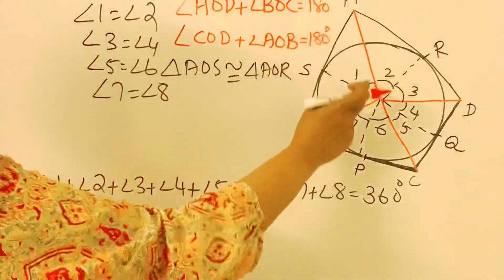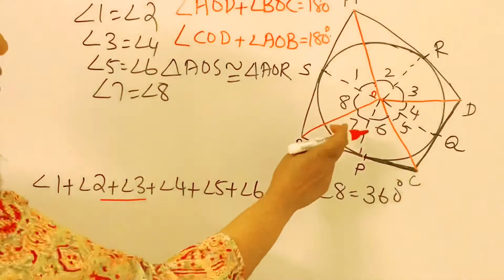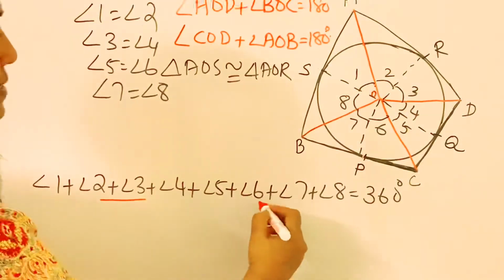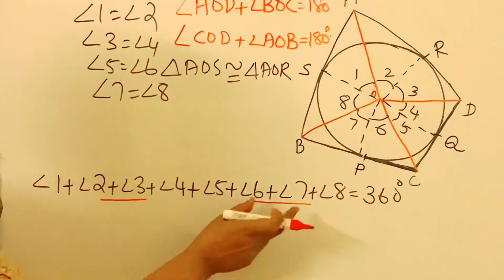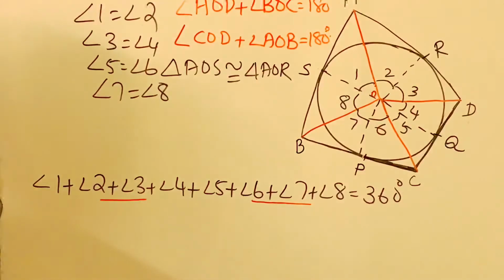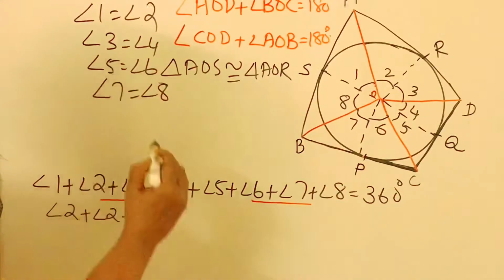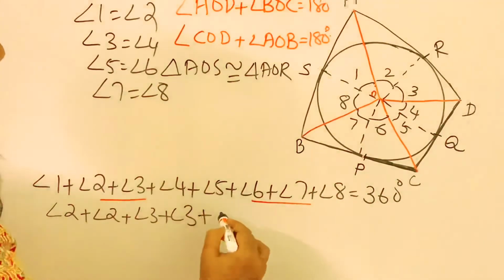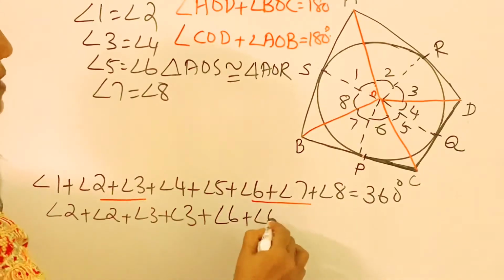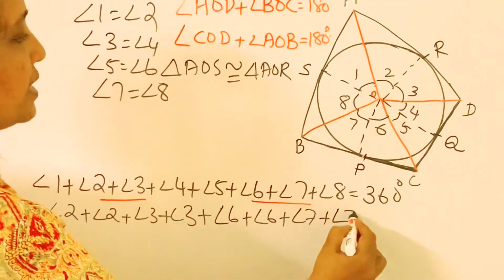We need to prove that angle AOD plus angle BOC is 180. Angle AOD is angle 2 plus angle 3. Angle BOC is angle 7 plus angle 6. Now you change all the other angles in terms of these four angles. That means angle 1 you can write as angle 2. So instead of this you write angle 2. Angle 4 is equal to angle 3, so write that. Angle 5 is equal to angle 6, so instead of this 5 you write angle 6. Angle 8 and angle 7 are equal, that means you write angle 7.